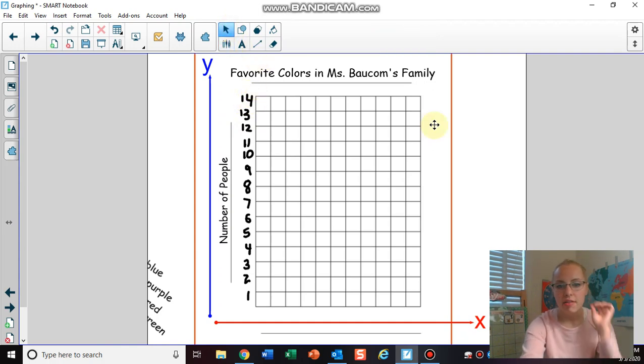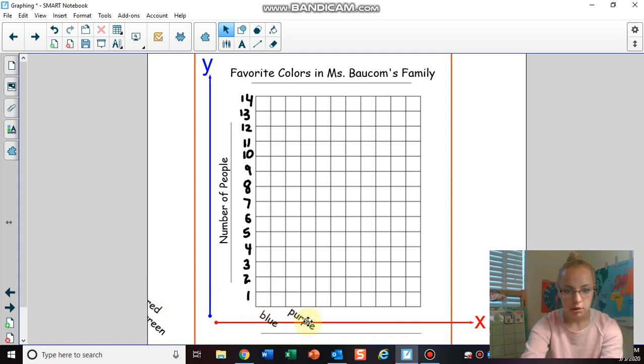Okay, now that I've labeled the numbers on my y-axis, I'm going to add the categories to my x-axis down here. Remember, I have blue, purple, red, and green. The last thing I have to do is make my bars.